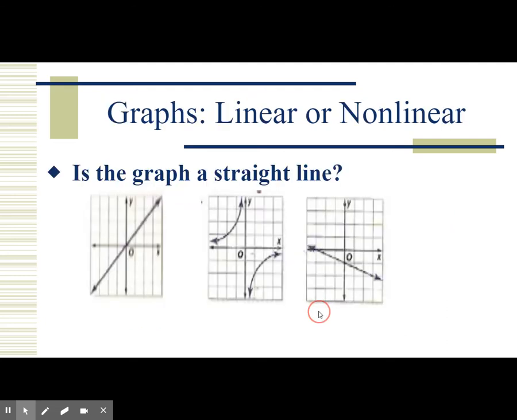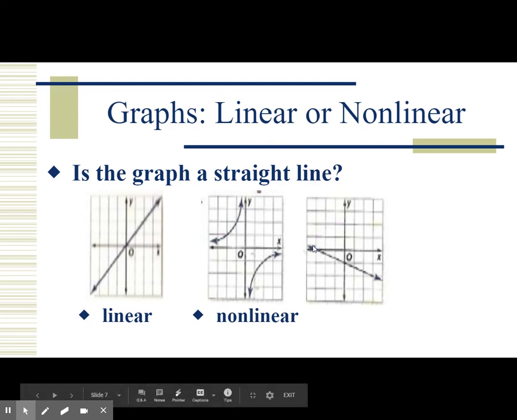All right, now switch it over to graphs. Graphs are even easier than that. All you're going to do on a graph to figure out if it is linear or non-linear is look at it and determine, is the graph a straight line? So if we look at this one, here's your line. Is that a straight line? Yep, so it's linear. What about this graph? Oh, no, that one curves, so non-linear. This one, straight line, linear.